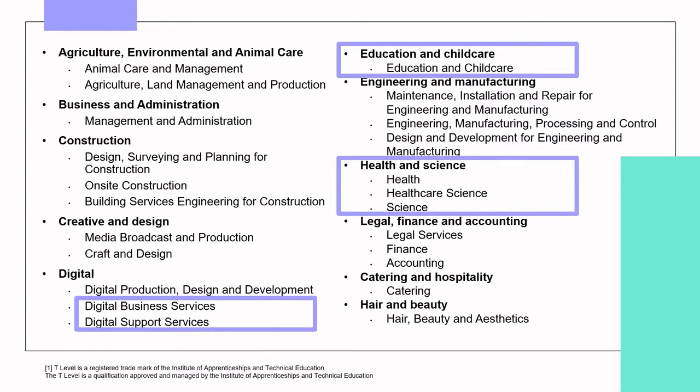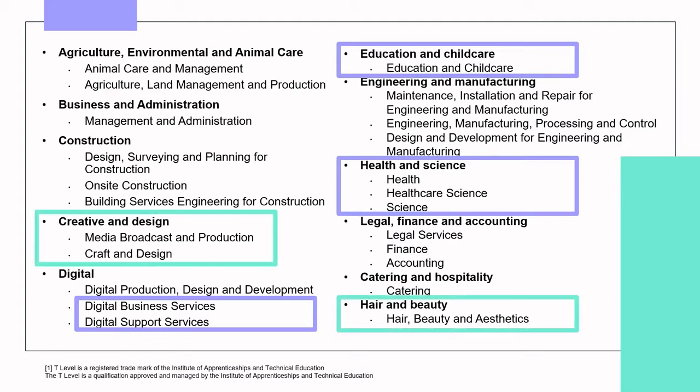So these are the T-levels available from NCFE. And as you can see, NCFE offers 2 of the digital pathways, 2 of the pathways available from the digital T-level route. And those pathways that we offer are digital business services and digital support services. NCFE are also developing T-levels as well for hair and beauty and the creative and design route too.